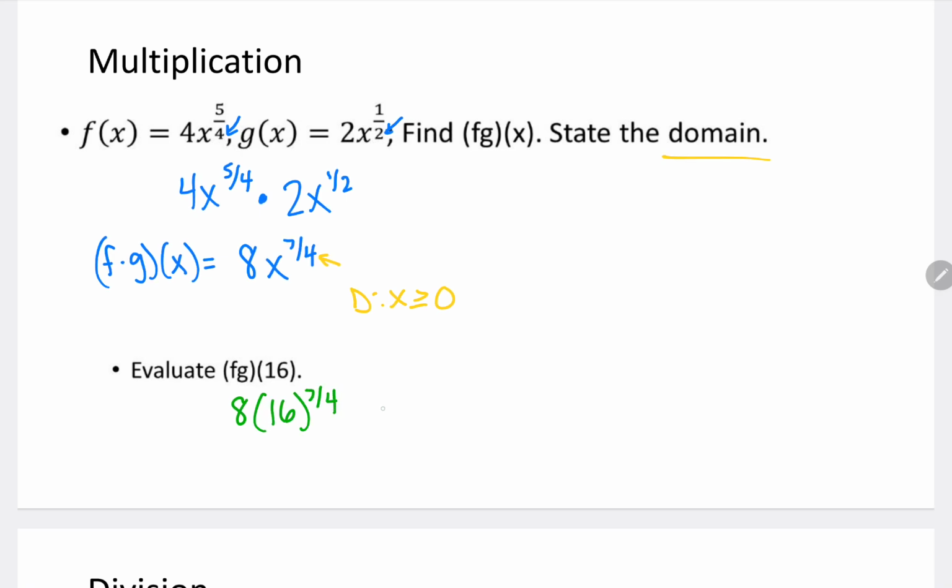So I'm going to rewrite that as 8 times the 4th root of 16 to the 7th power. The 4th root of 16 is 2. 2 to the 7th power is, let's see, 2, 4, 8, 16, 32, 64, 128. 8 times 128, we have 1024.